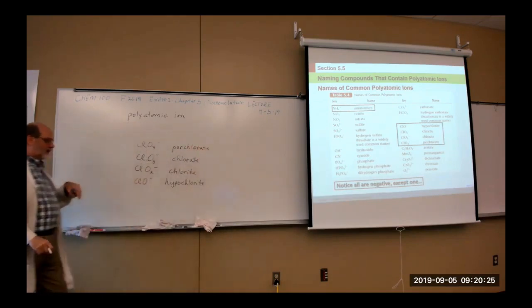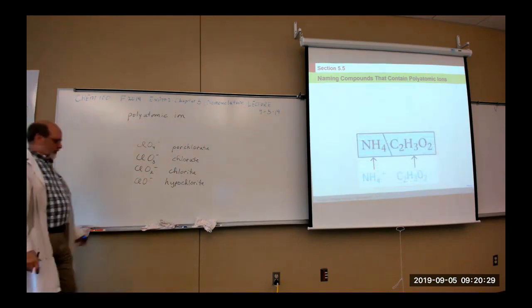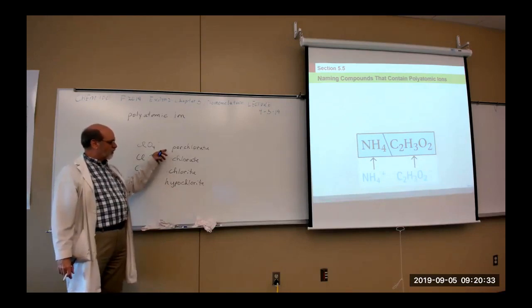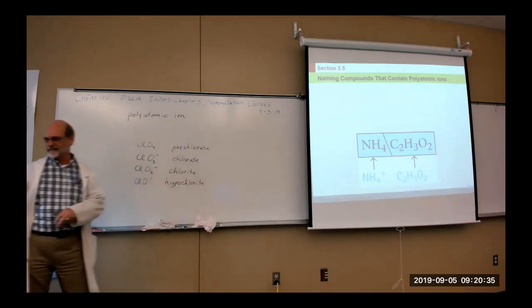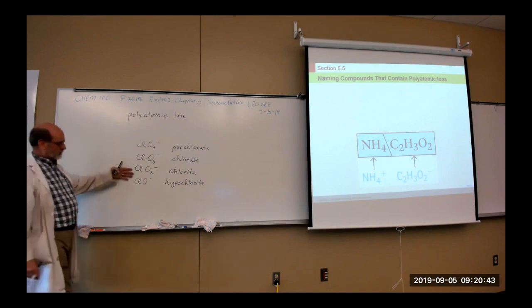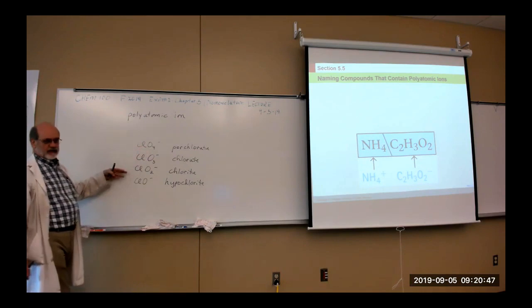Perchlorate. I'm not exactly sure what per means. If we use an analogy here, if this is less than chloride, this is more than chloride. We can look it up later. I should do that so I'll know. But that's a family of chlorine and oxygen together in a polyatomic.